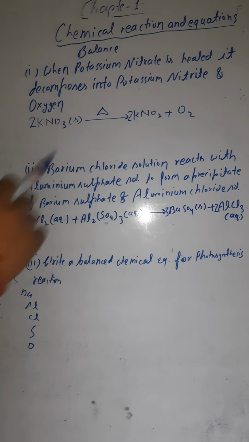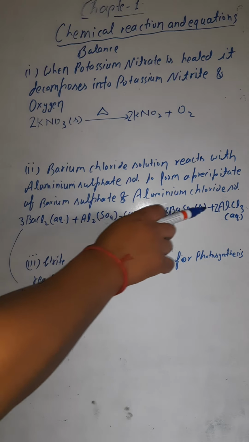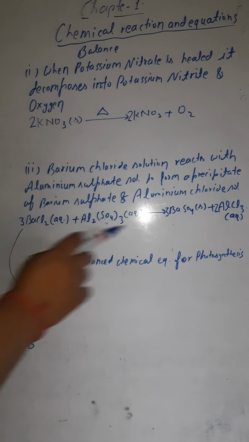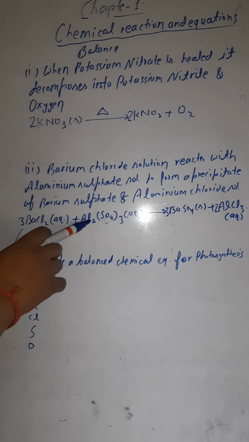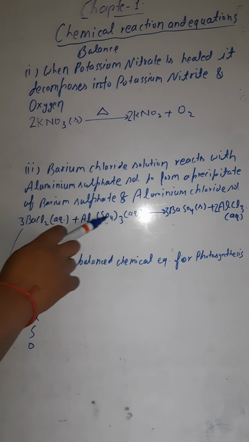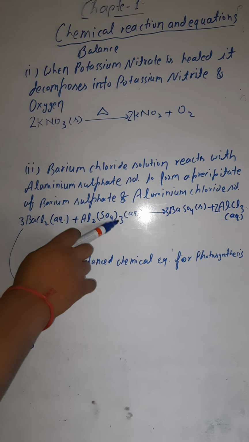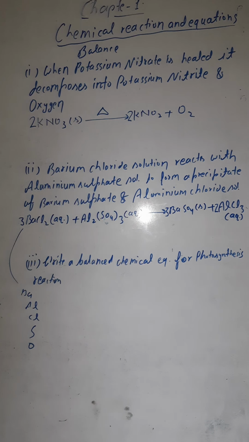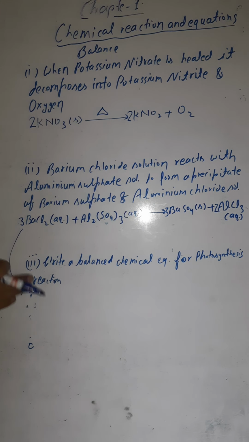Barium 3, chlorine 2 3 just 6, aluminium 2, sulfur 3, oxygen 4 3 are 12, and here also oxygen 4 3 are 12. It's balanced now. Okay, so let me raise this.